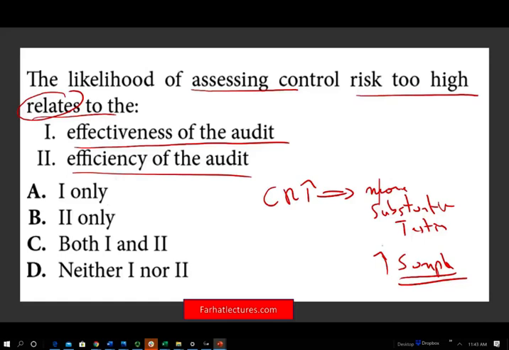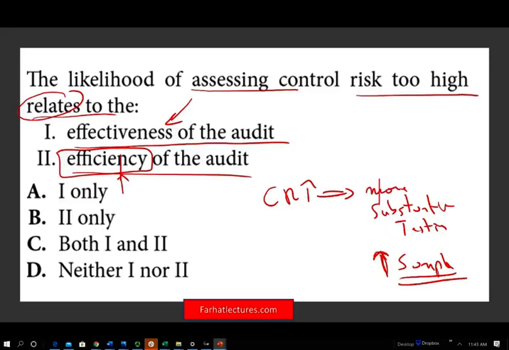Well, if you do more work because you think the control risk is too high, that's going to affect the efficiency of the audit. It means you're doing more work. Maybe you don't have to do more work, but it relates to the efficiency. Why is it not effectiveness? Because if you do more work, you're going to be effective. The more work you do, the more effective you are, because you're looking at more samples. That's good. So it doesn't relate to your effectiveness. It relates to your efficiency.